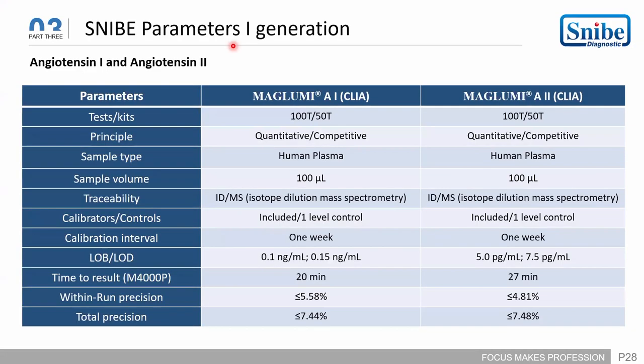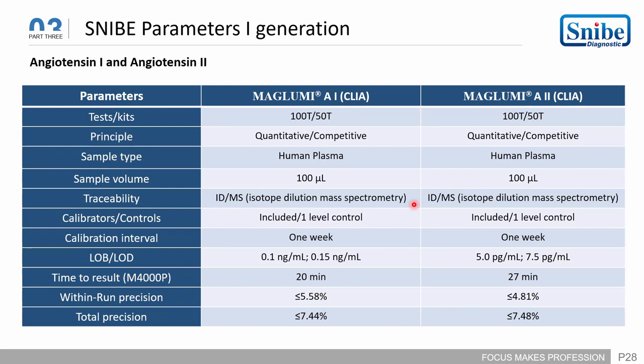If we talk about parameters like angiotensin 1 and angiotensin 2, there are first generation and second generation assays. We have 50 test and 100 test pack sizes. The principle is quantitative and competitive, human plasma is recommended, and 100 microliter sample volume is required. For standardization, we have isotope dilution mass spectrometry and TMS traceability for the calibration and standardization of the assay. The calibrators and controls include one level of QC in both the angiotensin 1 and 2 assays as well.